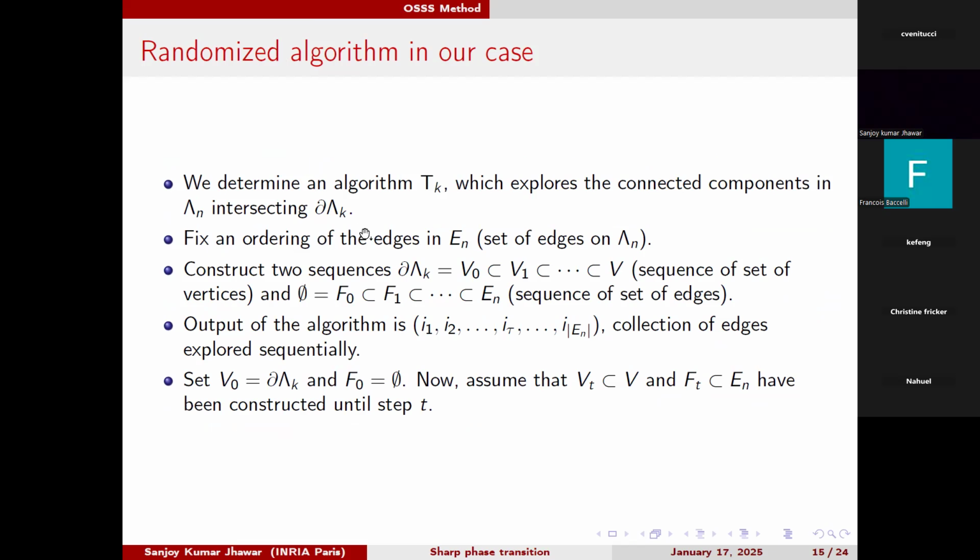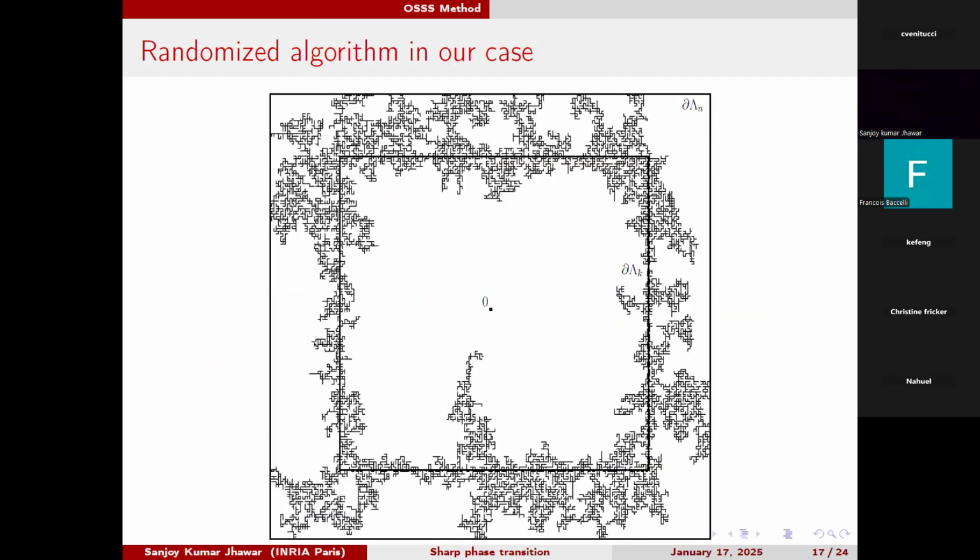Let's say you take a larger box lambda n and a smaller box lambda k and define an algorithm. So for now, let us say that En is the set of edges in lambda n, and you want to explore the connected component of delta lambda k that is inside lambda n. Okay, so let me show you this picture. Then I can go back to my original algorithm.